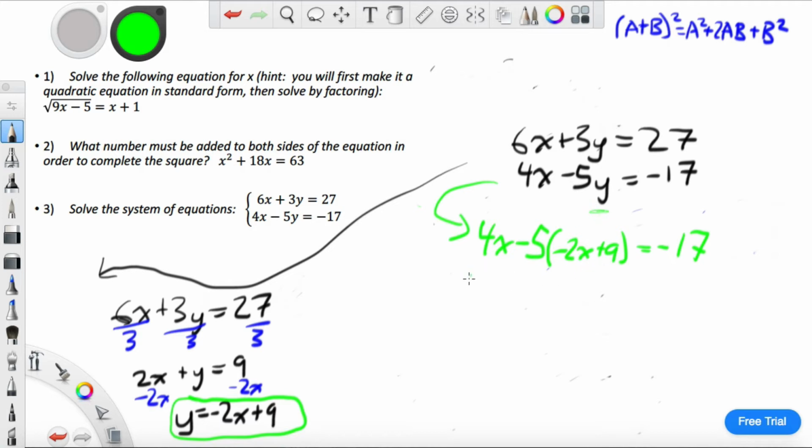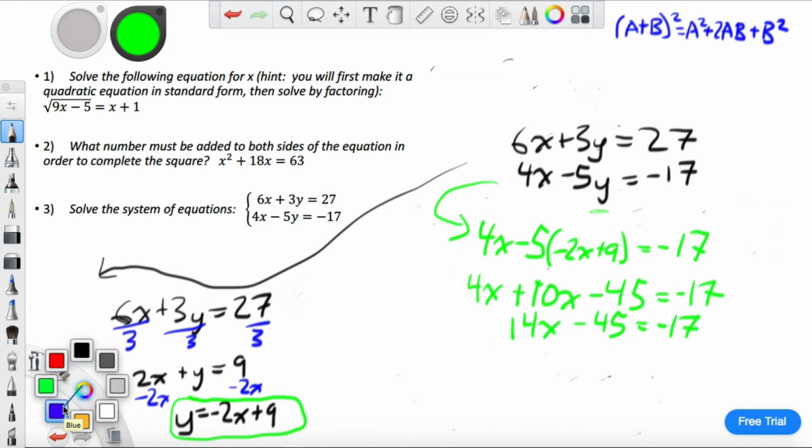And so now I just have a bunch of stuff to do. 4x minus, let's see, 5 times negative 2x is positive 10x, so plus 10x. And then negative 5 times 9 is negative 45, minus 45 equals negative 17. I can combine these two and get 14x minus 45 equals negative 17. Then I'm going to get all my x's on one side and all my numbers on the other. I'm going to add 45 to both sides.